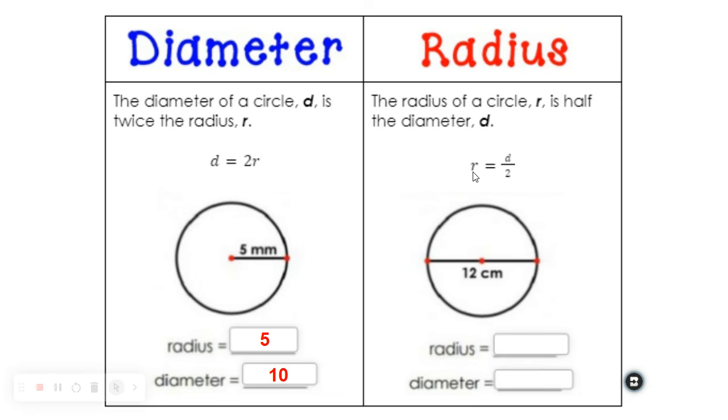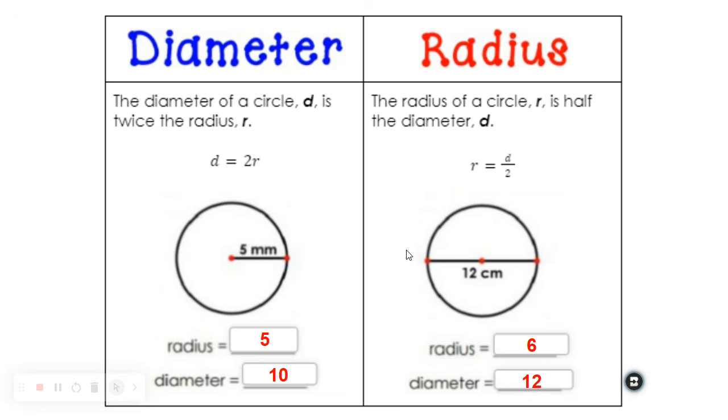If I cut the diameter in half, I'm finding the radius. So in this case, my diameter is 12. And if I want the radius, I'm just going to take 12 divided by 2, and I find that my radius is 6. So it's so important to remember the relationship between diameter and radius. Diameter is the full length across a circle, and the radius is half of the length.